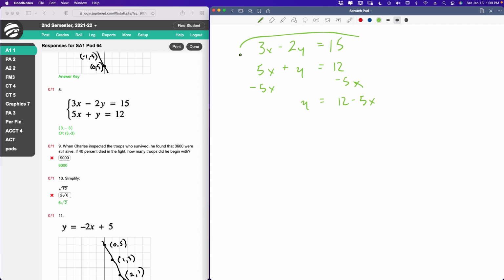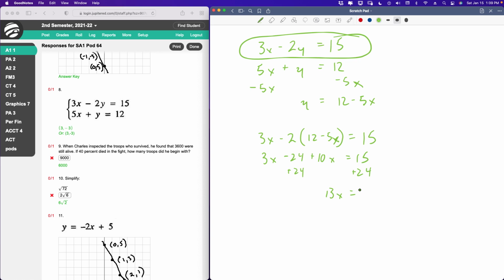So we're going to take this original equation here, the first one, and then we're going to sub in for what we know y is equal to. So 3x minus 2 times (12 minus 5x), because that's the value of y, and we're putting it in for y right here, equals 15. So now we do some distribution. It'll be 24. That's going to be plus 10x. Add 24 to both sides. That gives us 13x is equal to 39. We divide both sides by 13. X is equal to 3.